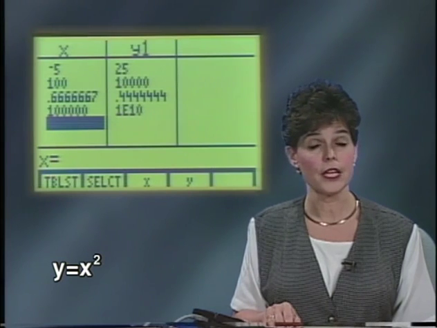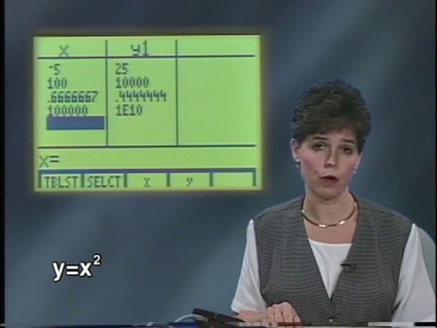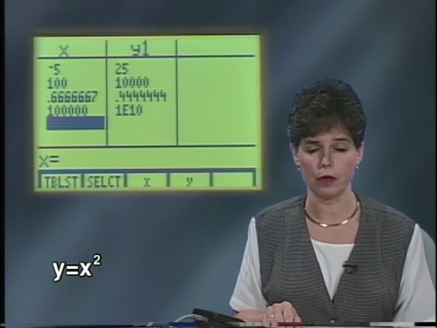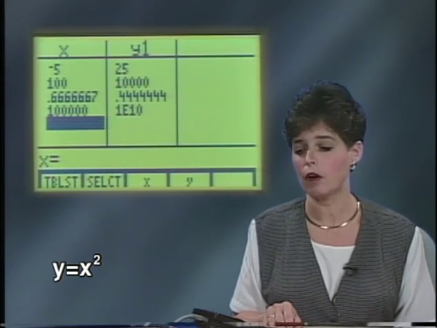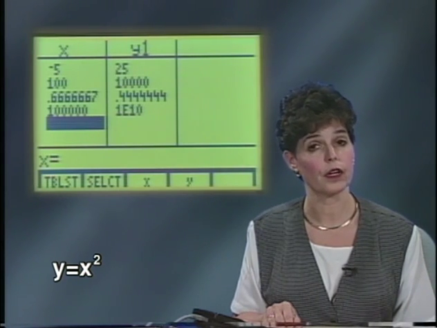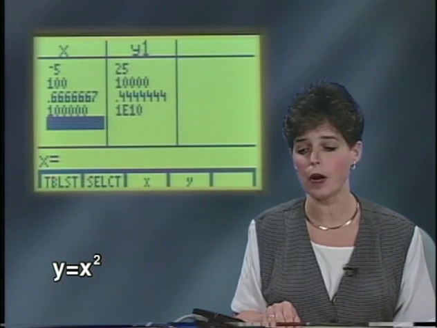And I see that I have an answer under Y1. Now I've got one of those E's again that we investigated a few moments ago. The problem that we had done before involved a very small number. This involves a very large number. 1e10 actually means 1 times 10 to the 10th power.